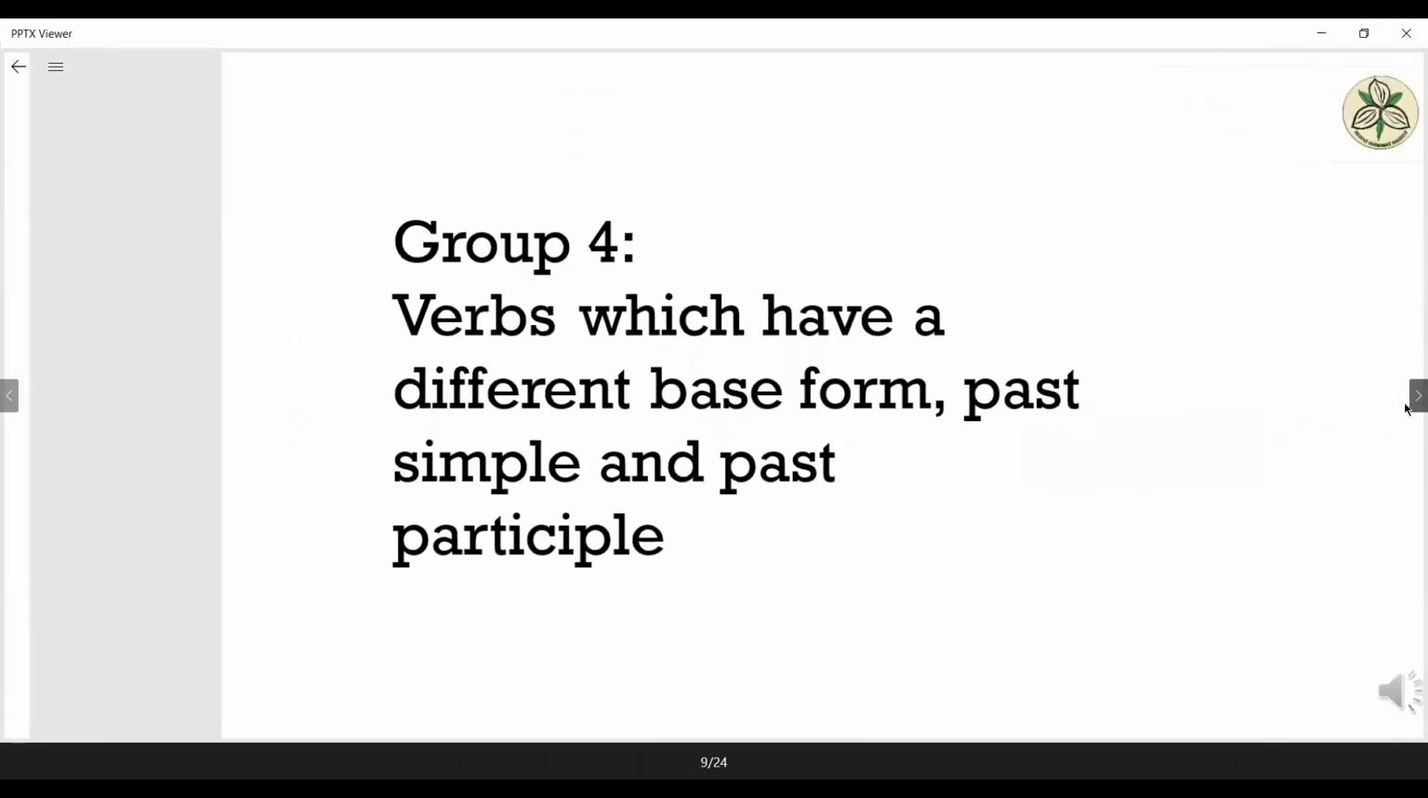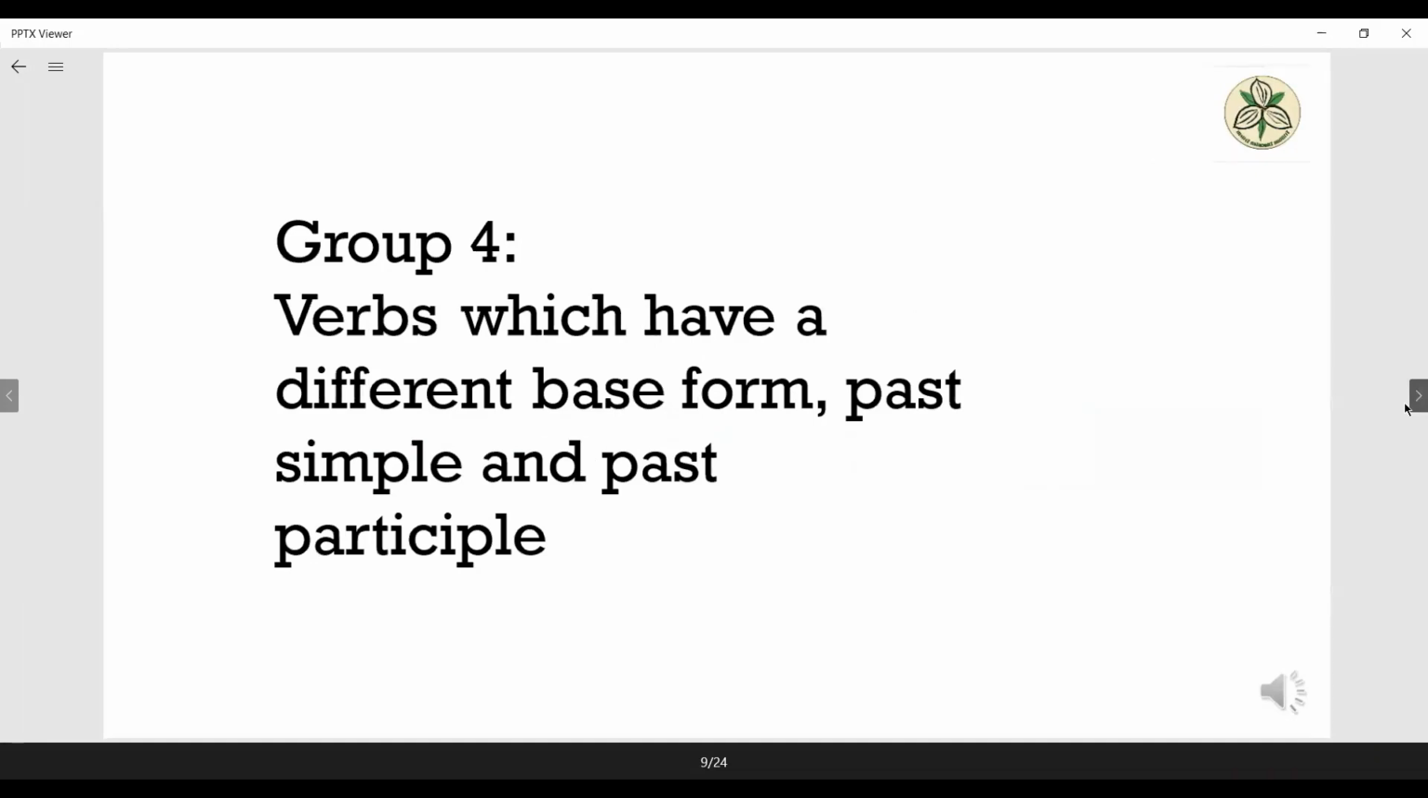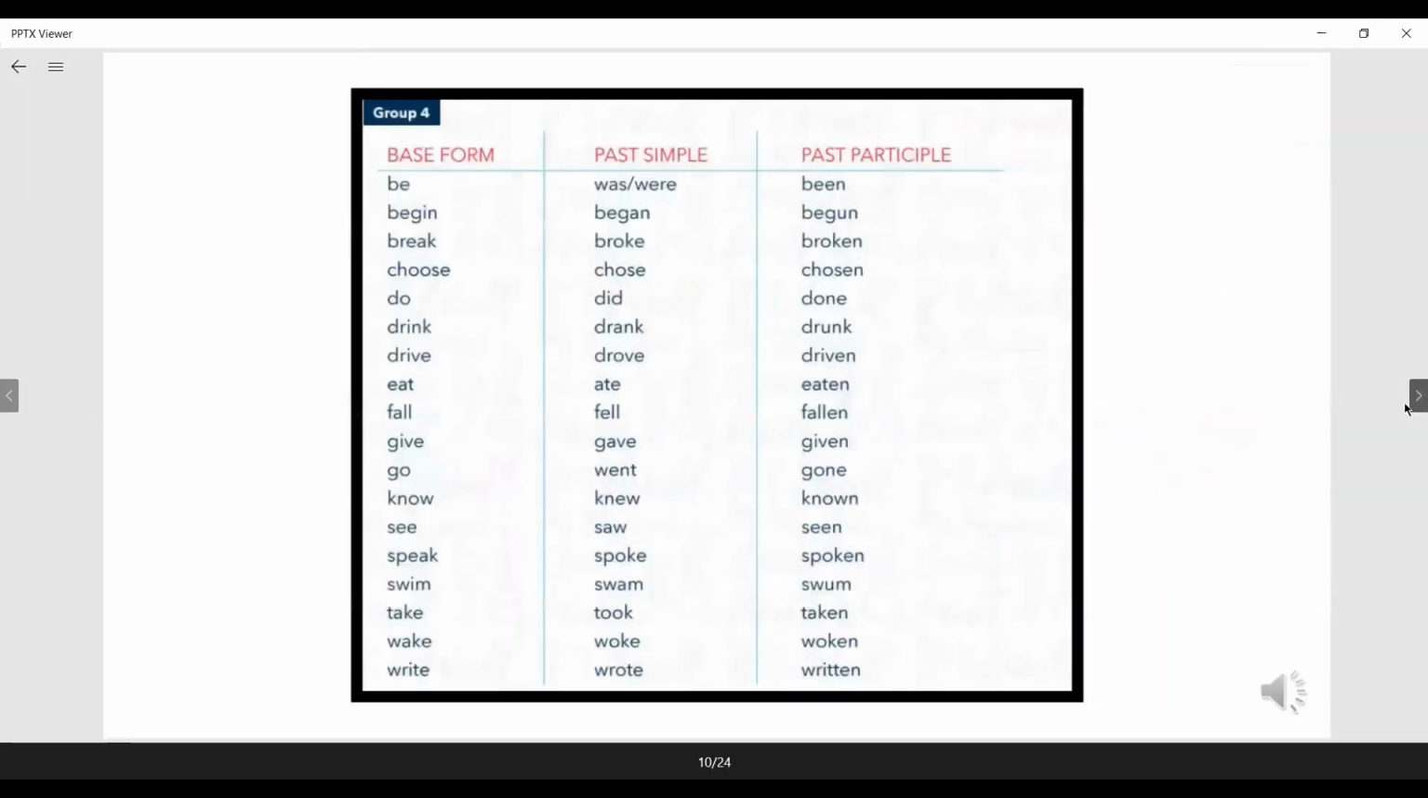Coming forward to group 4, verbs which have a different base form, past simple and past participle. Look at the chart, students. Be will be changed into was, were, and been. Okay? And then drink will be changed into drank, then drunk. Drive will be changed into drove and driven. So these are the verbs which belong to group number 4.